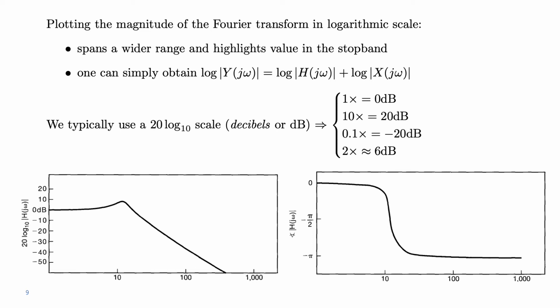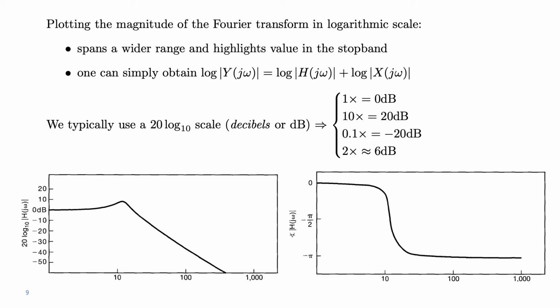Typically, when doing such a representation, we use a scale given by 20 log 10. It means that we calculate the logarithm in base 10 of whatever quantity we want to represent. In this case, it will be the magnitude of a Fourier transform, and we multiply by 20. This scale is also called decibels or dB. So by using such a scale, a unitary gain corresponds to 0 dB, and a gain of 10 corresponds to 20 dB. Conversely, a gain of 0.1 or dividing the magnitude by 10 corresponds to subtracting 20 dB, and a gain of 2 corresponds roughly to 6 dB.